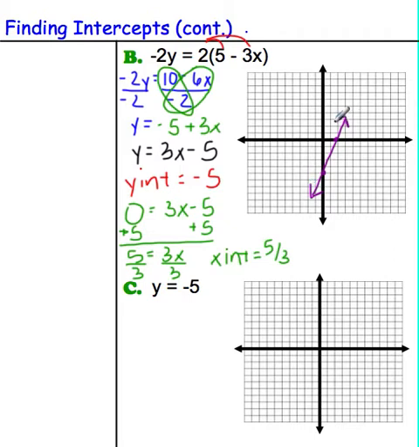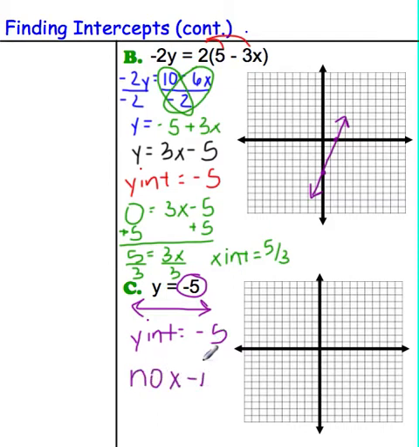Alright, now you should know that y equals negative 5 is going to be a horizontal line. So what that means is that we already know that this is our y-intercept. Because if you recall from earlier, this would be y equals 0x minus 5. Now, if I substitute in 0 for y, I get 0 equals negative 5, which is not a true statement, which is how we know we don't have an x-intercept.